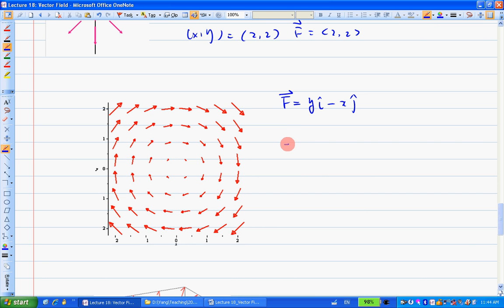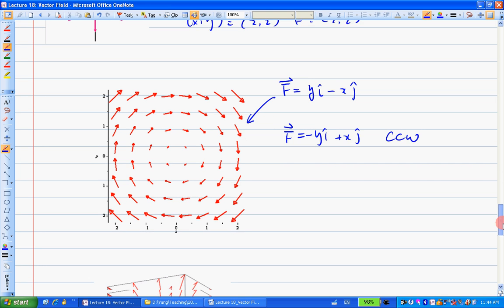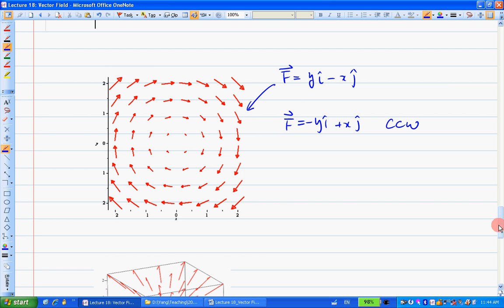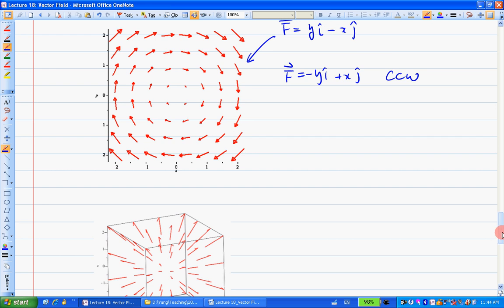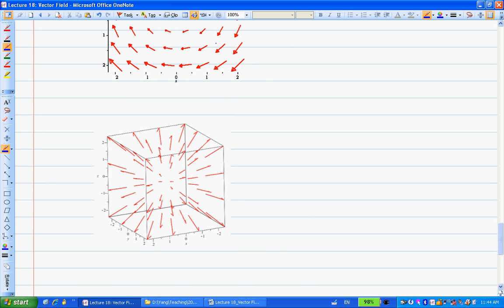Now, if you change this one to negative y i hat plus x j hat, what's going to happen? It's going to be a different direction. So this is clockwise, and this is going to be counterclockwise. That's basically how you get the vector field. So take a look at the lecture notes on using Maple to draw those fields. MATLAB can also do the same thing, with the quiver command, so that you can draw those vector fields. Those are 2D fields.